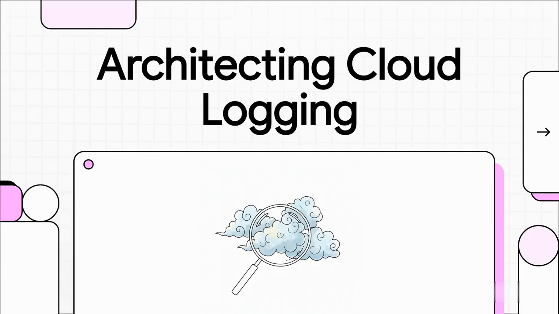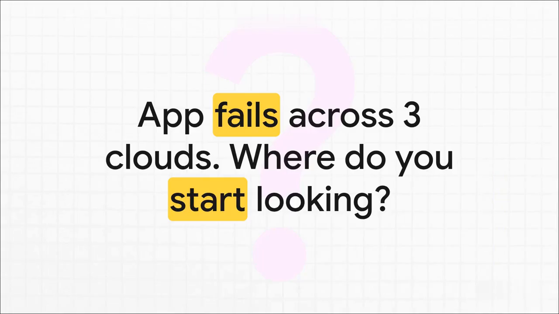Today, we're going to need our trench coats and magnifying glasses because we are cracking the case of multi-cloud logging. And to solve this one, you really have to start thinking like a data detective. So picture this. An app fails. But it's not just in one place. It's failing across AWS, Azure, and Google Cloud. Where do you even start looking for clues?